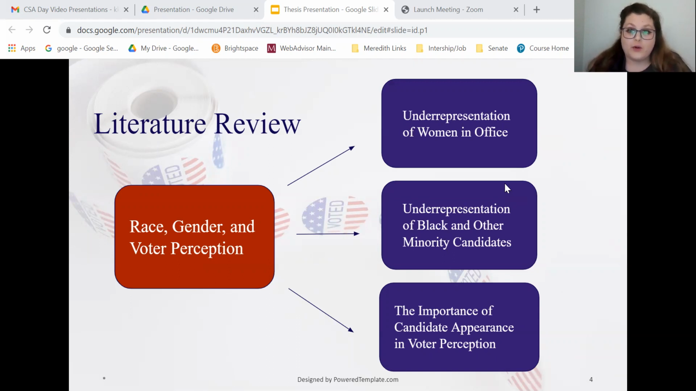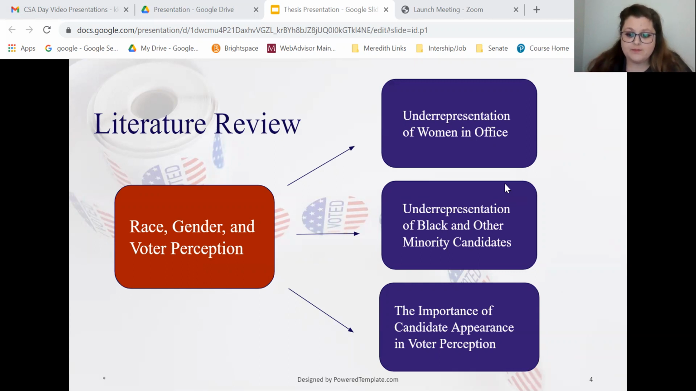The third category was the importance of candidate appearance in voting behavior. I looked very closely at skin tone while doing this research and found a concept called the dark-skinned penalty, where studies have shown that having a darker skin tone can elicit more negative stereotypes than having a lighter skin tone. Additionally, incidents affect candidates of color more than they affect white candidates.